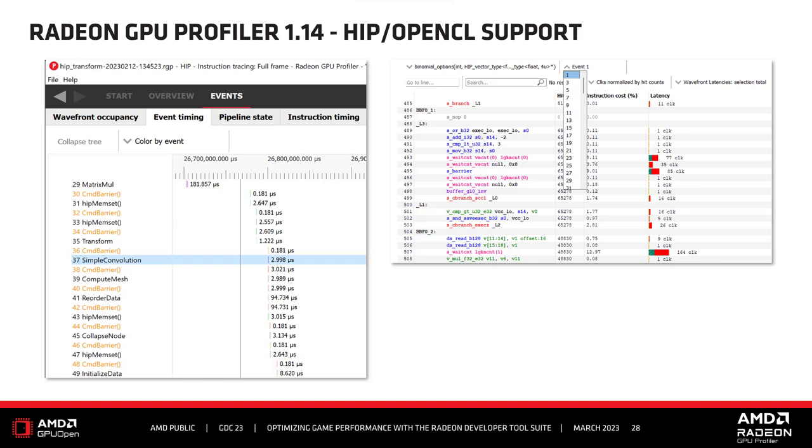HIP, or the Heterogeneous Interface for Portability, is AMD's dedicated GPU programming environment for designing high-performance kernels on GPU hardware. HIP is a C++ runtime API and programming language that helps developers to create portable applications on different platforms. I'm not going into too much detail here, but if you have a compute application built using the HIP API, that application can now be profiled with RDP and RGP.